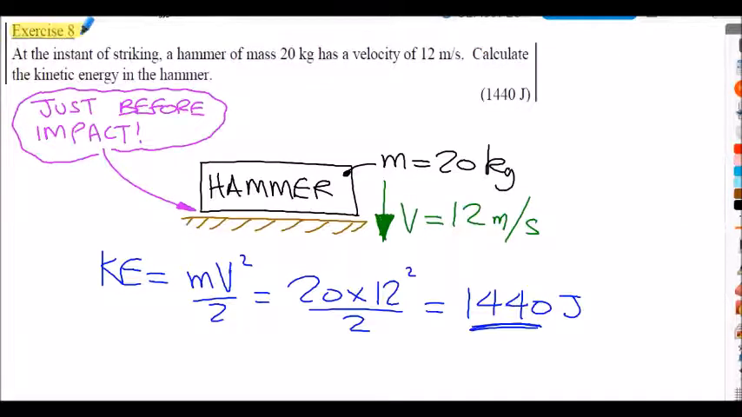Exercise 8, here's the full solution. Again, we're assuming that the kinetic energy required is at the instant of striking, so it's just before impact occurs between the hammer and the object it strikes. Given the information in the question, the kinetic energy is calculated from the half mv squared formula we've used before. The answer is 1440 joules.